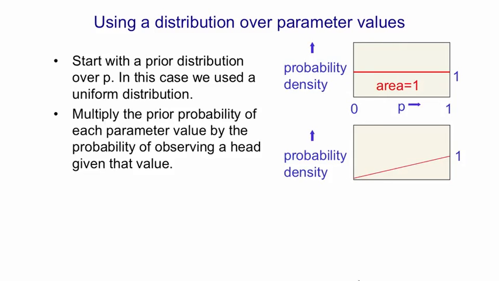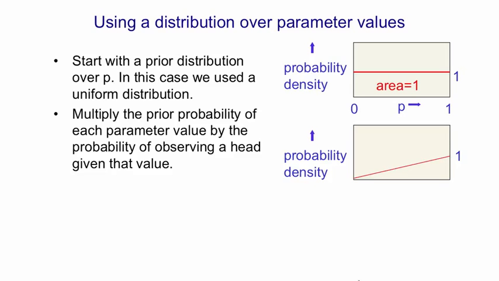We now observe a coin coming down heads. So what we do now is for each possible value of p, we take its prior probability, and we multiply by the probability that we would have observed a head, given that that value of p is the correct one. So for example, if we take the value of p equal to 1, which says coins come down heads every time, then the probability of observing a head would be 1.